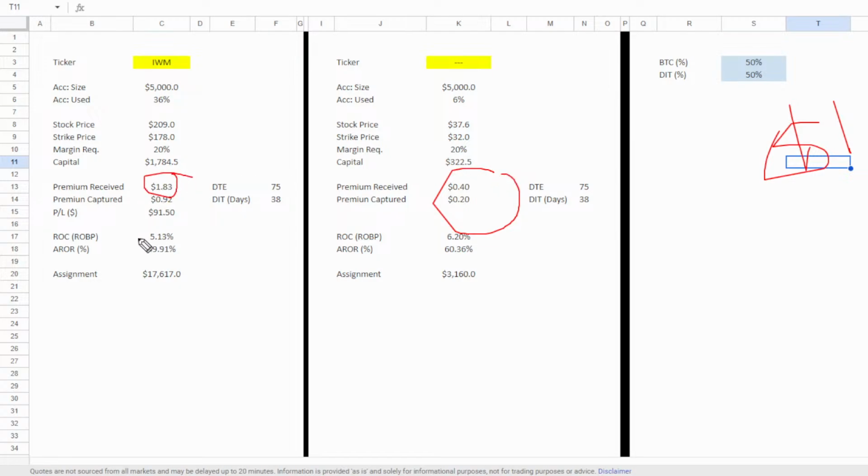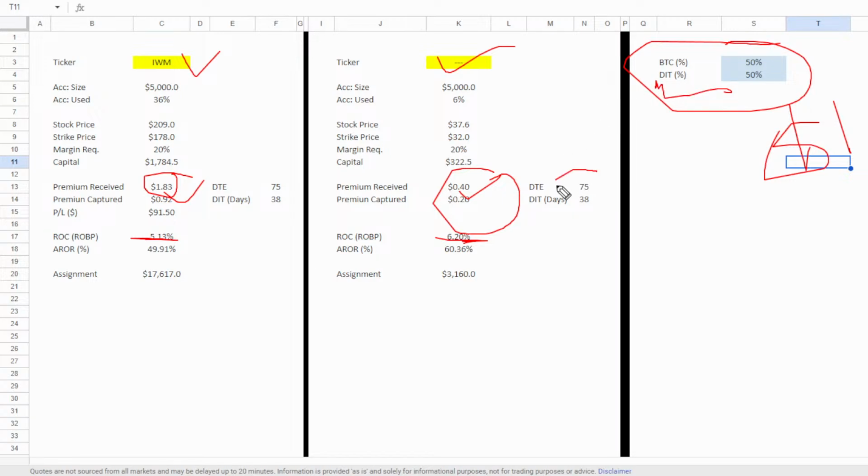You should always pay attention to this number here. This number here is the main thing you should pay attention to, okay? And of course, we're going to play with these two numbers, which is how much premium we're going to capture from our initial premium received, okay? In this case, we're going to use two examples. And we're going to play with our DIT, which is days in the trade, okay?